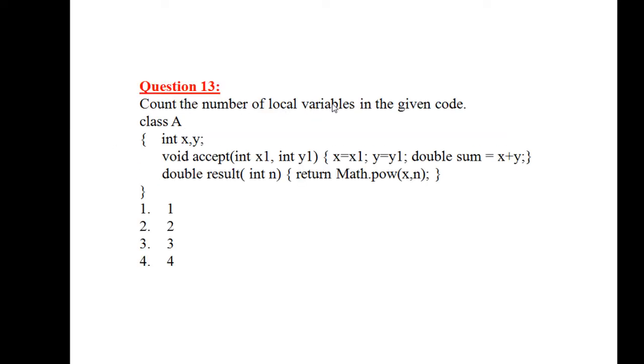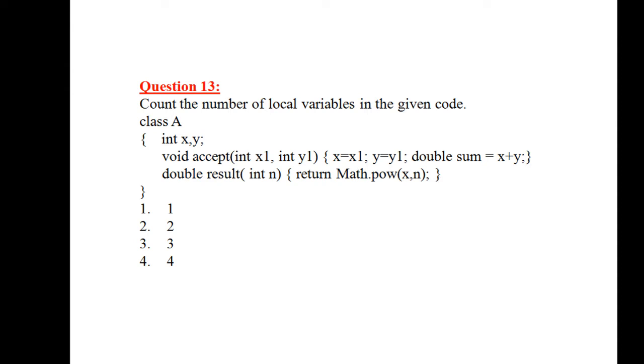Question number 13. Count the number of local variables in the given code. This is class A. These are the 2 instance variables, and here you have a method. This is the method body, and here you have another method. This is the method body. You have to count the number of local variables.